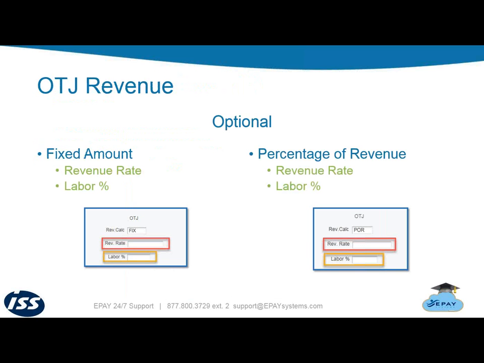So we are also able to budget for OTJ revenue. Of course, this is contractual OTJ revenue. And there are 2 different ways that we can budget for that, that being the fixed amount and a percentage of revenue. For either of those, the revenue rate will obviously be required. However, in addition to that, we can also budget a labor percentage.